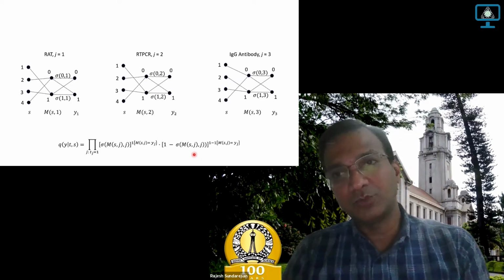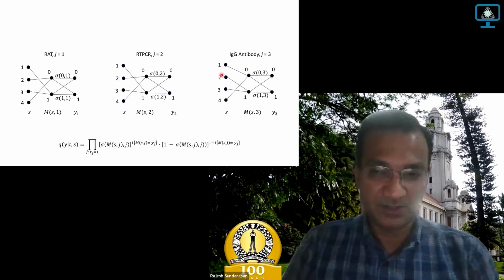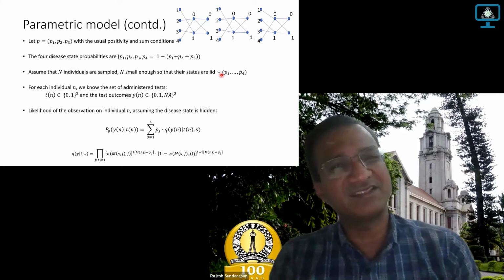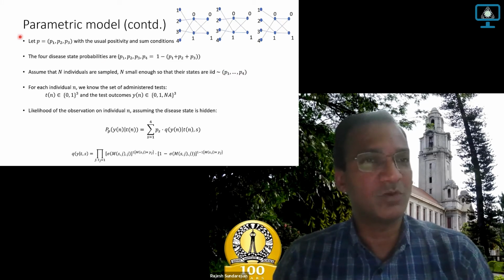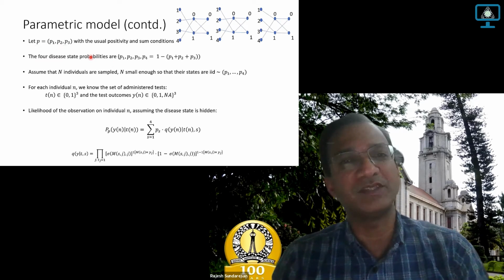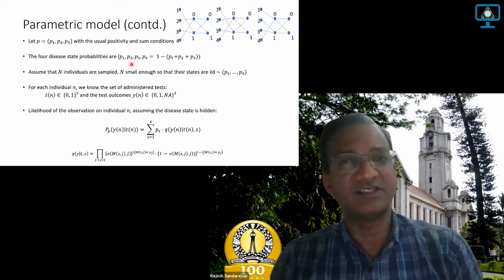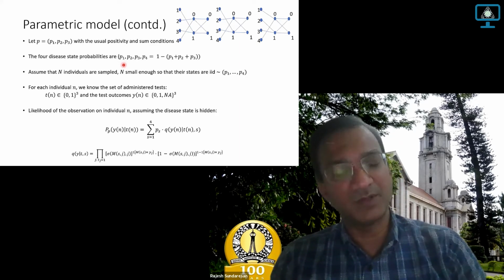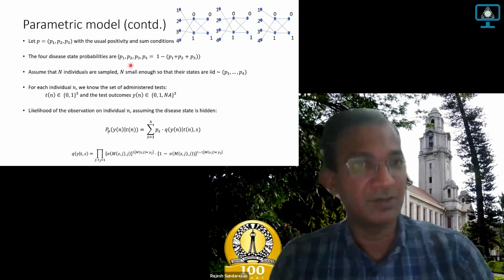So that tells you what the probability of an outcome is given the state of the individual. Now, how do we use this in our parametric model? We just recognize that the states are hidden and these parameters P1, P2, P3 are unknown. So that's what is indicated here. The 4 disease state probabilities with the parameterization P1, P2, P3 are P1, P2, P3, and P4, which is 1 minus the sum of the other 3. P1 plus P2 plus P3, recall, is the total burden, or the number of people who have suffered the infection in the past or are suffering the infection at this moment.